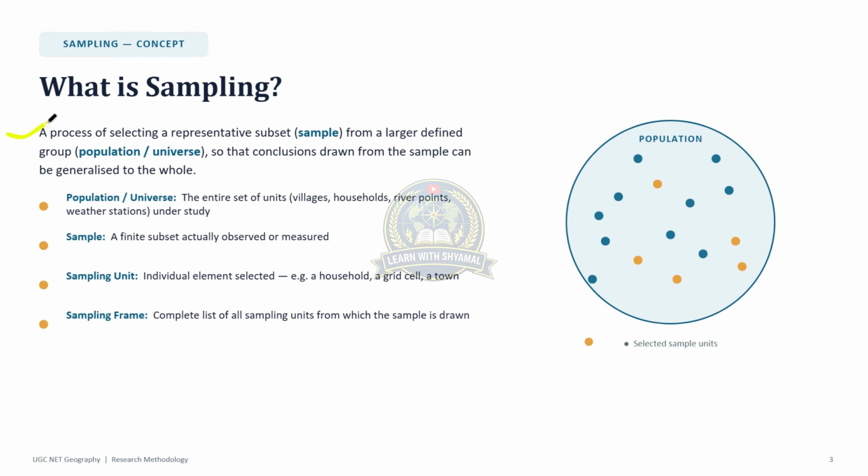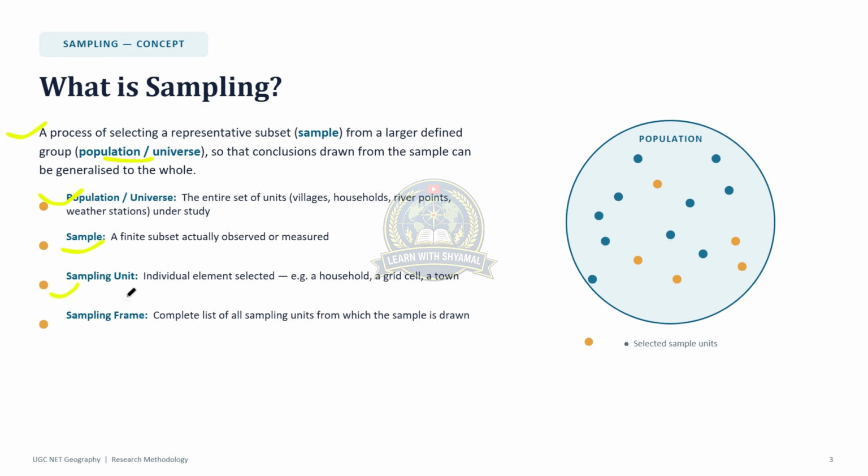Sampling is a process of selecting a representative subset, that is sample, from a larger defined group that is known as population or universe, so that conclusions drawn from the sample can be generalized to the whole. Population and universe mean the entire set of units like villages, households, river points, water stations under study. Sample means a finite subset actually observed or measured.